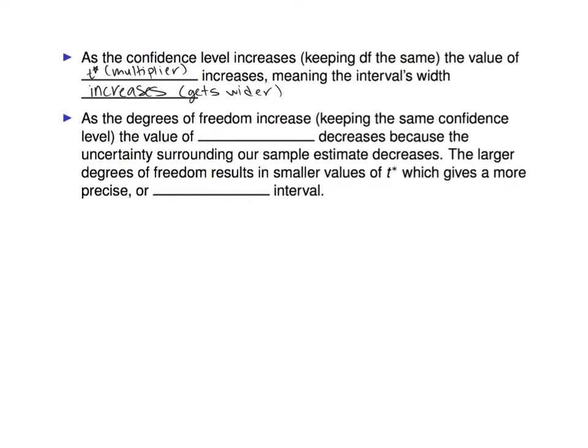And as the degrees of freedom increase, keeping the same confidence level, so going down a column for a fixed confidence level, the value of the t-star multiplier decreases. This is because the variability or uncertainty decreases. The larger your sample, the more certain you are that your average is correct. And larger degrees of freedom make smaller values of t-star, which gives a more precise or narrower interval.